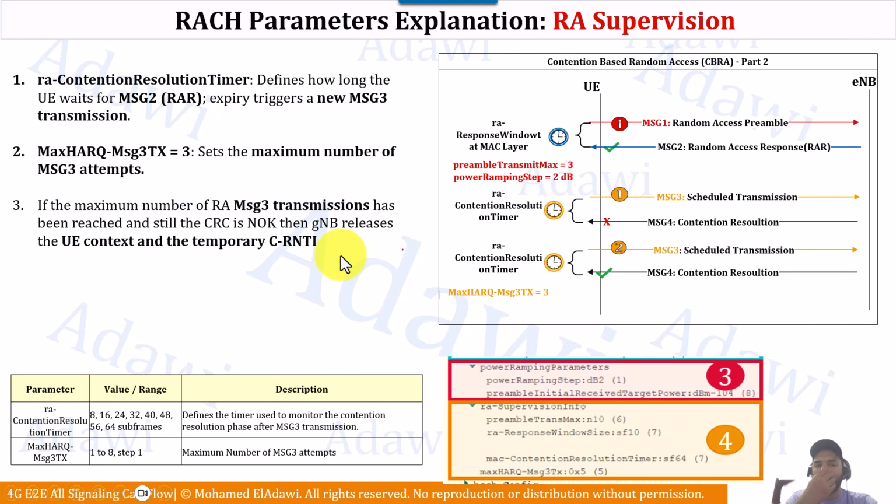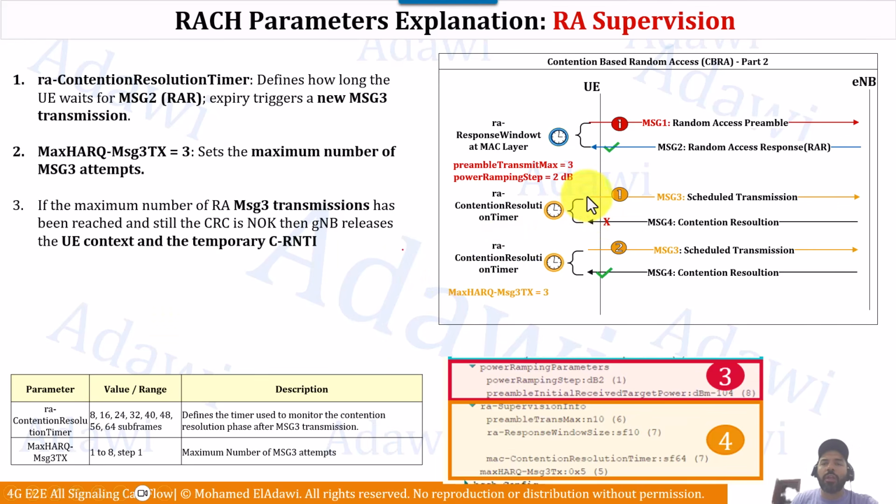Now this means that the maximum RA transmission has been reached, and still there is no acknowledgement by the eNodeB side. So the eNodeB will release the UE context and the temporarily assigned C-RNTI, and the connection will fail, and the random access procedure cannot proceed forward. So this was the main idea of these two parameters.